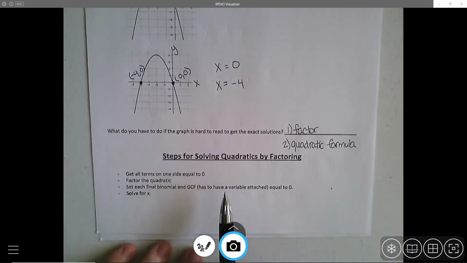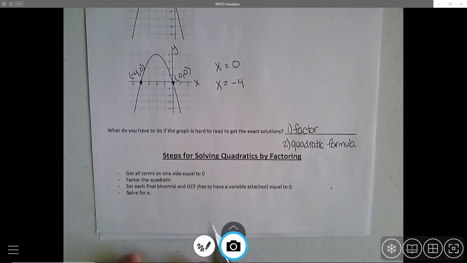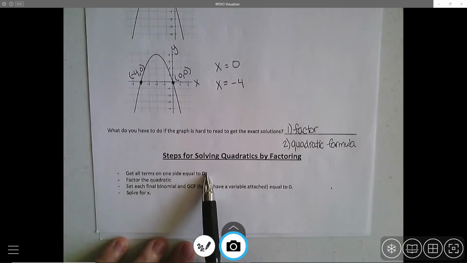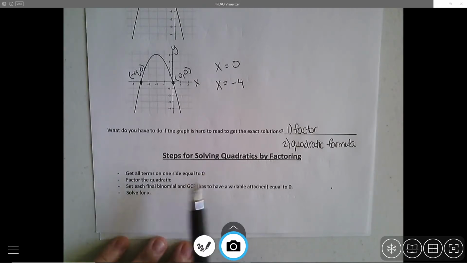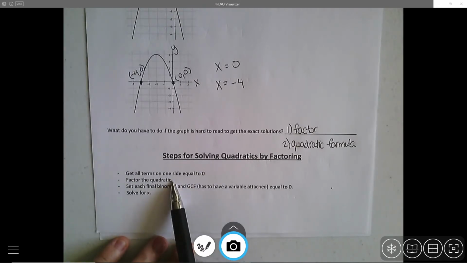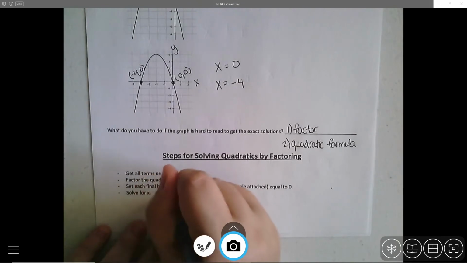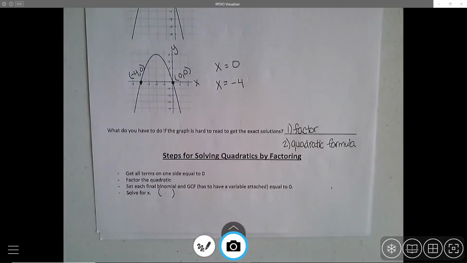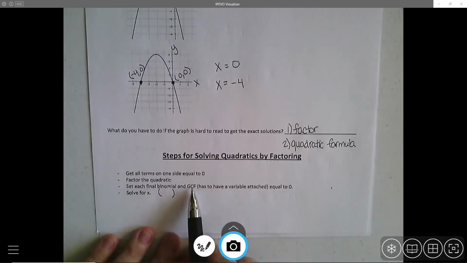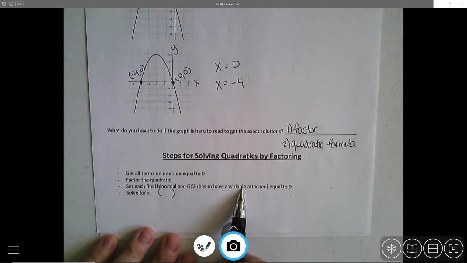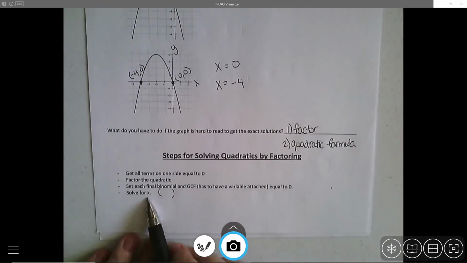So when solving quadratics by factoring, here are my steps. I want to make sure all my terms are on one side equal to 0. I'm going to factor the quadratic, and once we have factored it, we're going to set each binomial, remember our binomials are in parentheses, and any GCF that has a variable equal to 0.